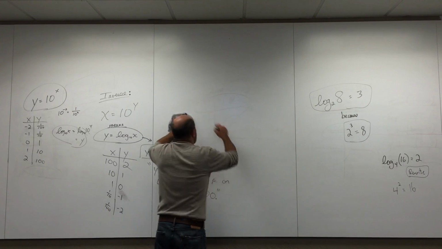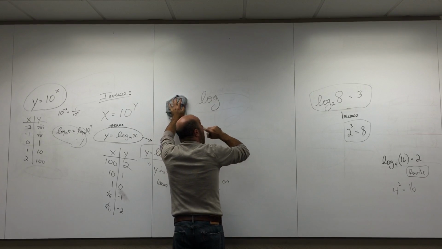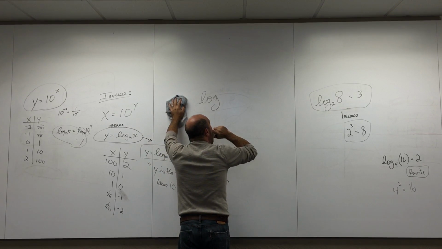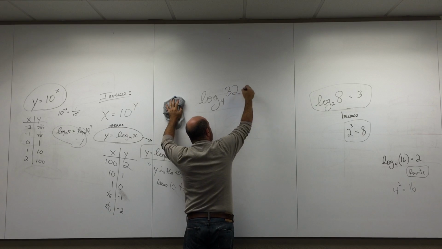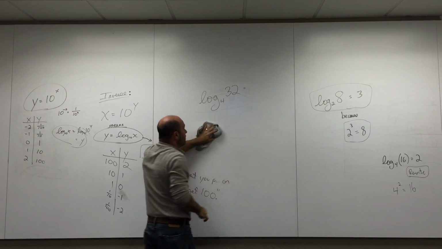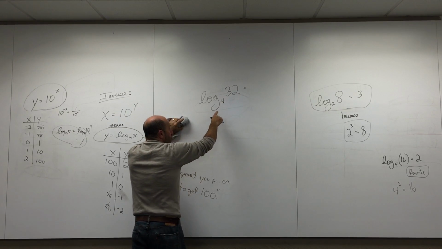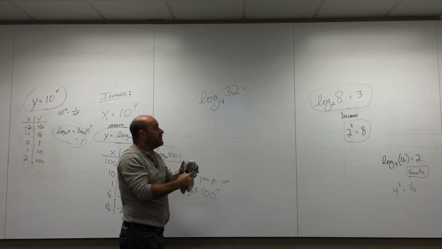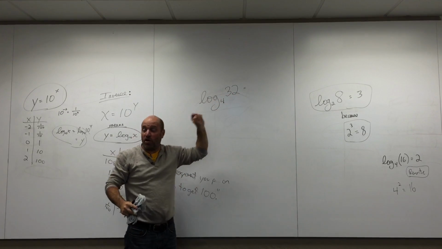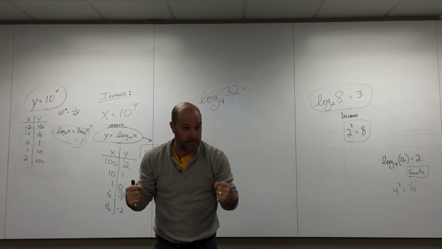If you were trying to figure one out, watch this one, log base 4 of 32. So I'm trying to figure this out. This is a little subscript down here, a subscript on the logarithm. The 32 is the input to the logarithm, and then we're looking for the answer. And the answer to the logarithm is always an exponent.